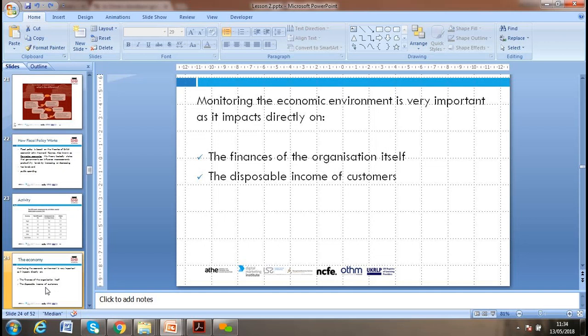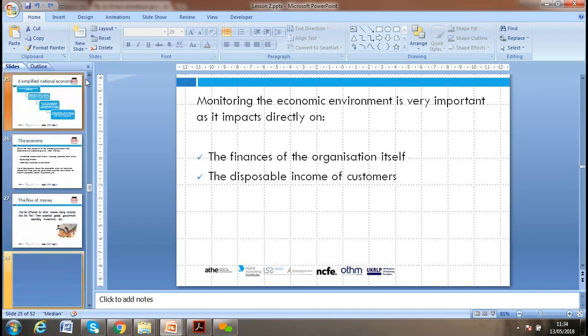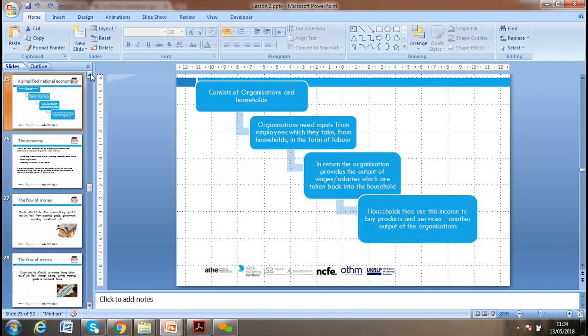Monitoring the economic environment is quite crucial. We need to monitor it. If we monitor it, that's quite good. Monitoring the economic environment leads to higher sustainability for the business from that point of view as well.